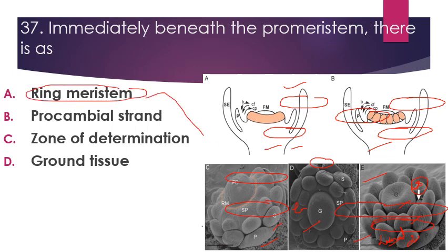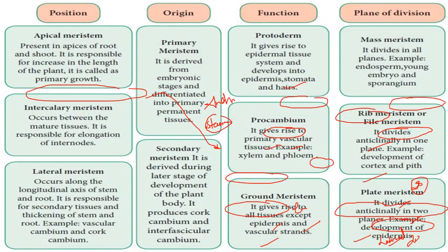The next, this ring meristem. So this ring meristem is mainly associated with the formation of stamen clusters. जो एंड्रोशियम वाला पोर्शन है उसे बनाने में जो मेरिस्टम हेल्प करता है, that is called ring meristem. So this is mainly involved in the formation of the stamens, which are formed in clusters.